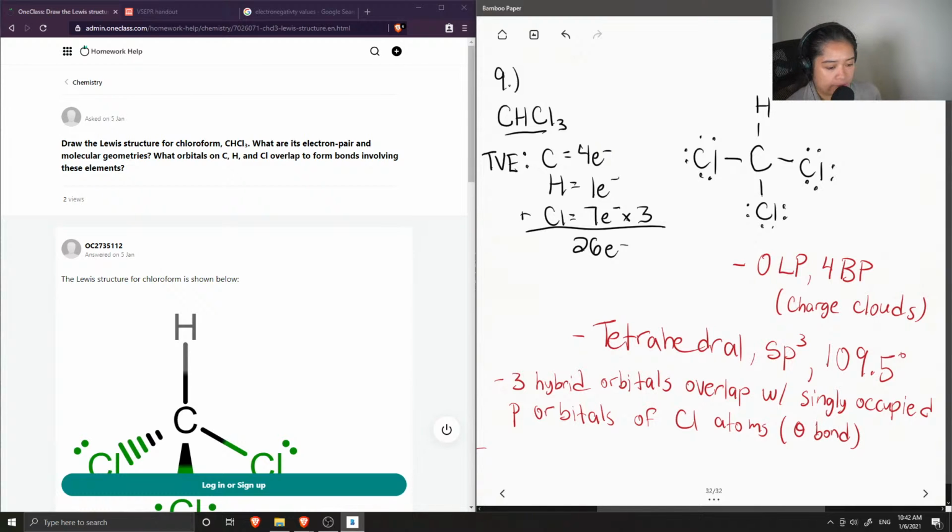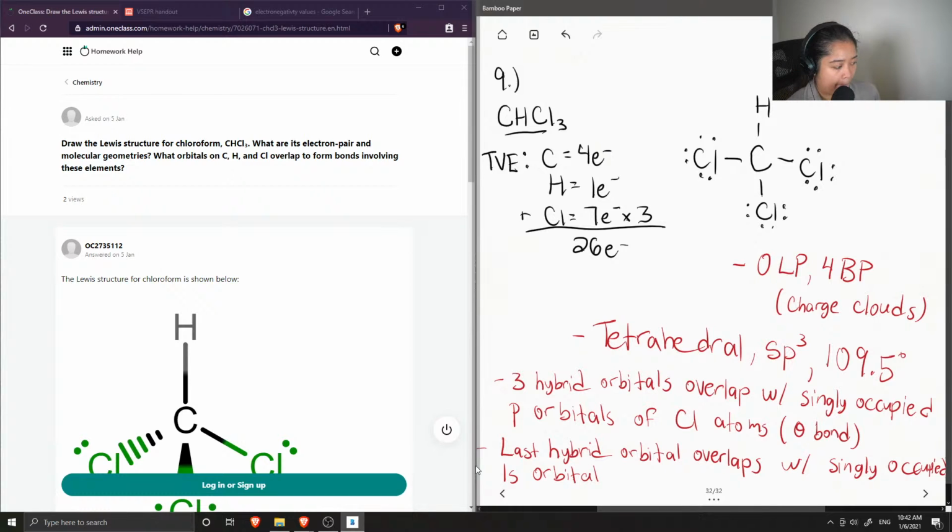And we also have a last hybrid orbital with the hydrogen, so the last hybrid orbital overlaps with a singly occupied 1s orbital. So this is the hydrogen, to form another sigma bond.